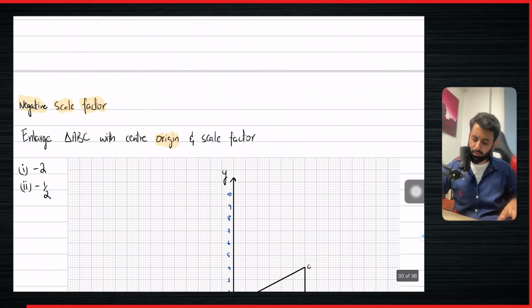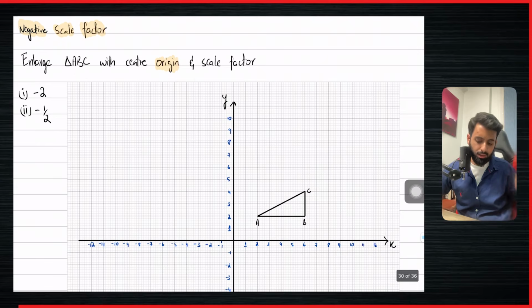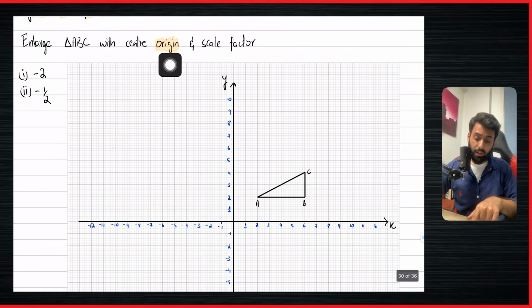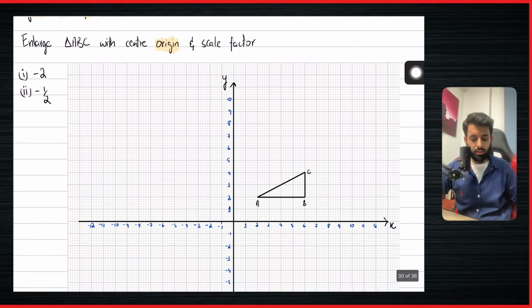Now let's look into what happens when the scale factor is negative. Okay, let's cover that in this video also. So when the scale factor is negative, things are pretty straightforward, even given that the center is origin. Okay, if the center is not origin, things can get a bit tricky.